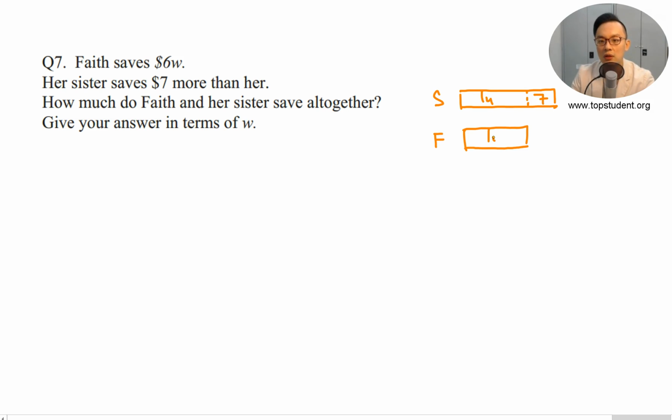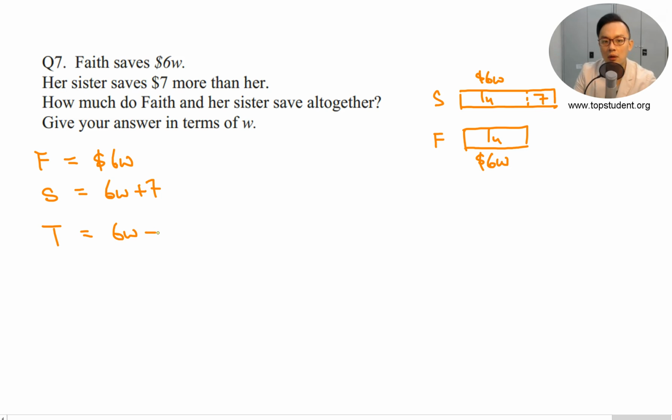So this is your 1 unit. This is your 1 unit. All right. So if Faith is 6W, so this is actually $6W. So therefore, this is also $6W. How much do Faith and her sister save together? So Faith is 6W. Sister is 6W plus 7. So total equals 6W plus 6W plus 7.